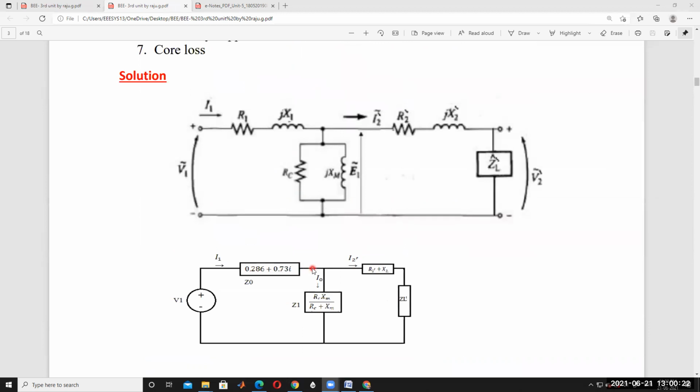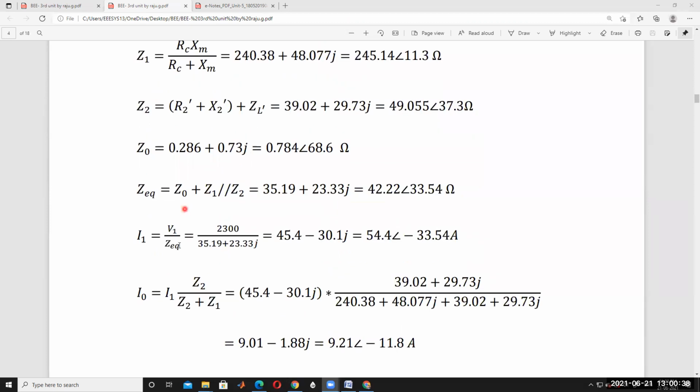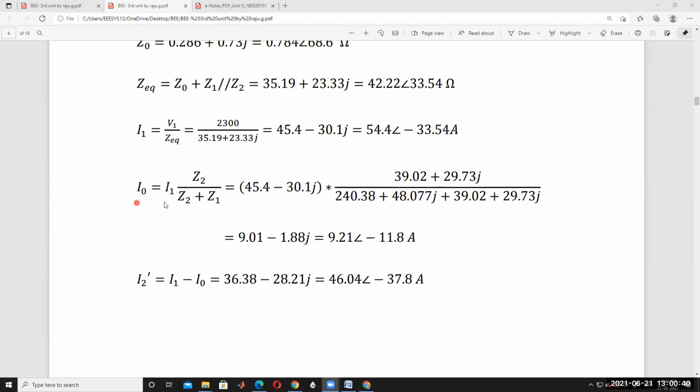So what is the current here? I1. Here also I1. The current I1 is divided into I2 dash and I0. That's why I0, the no load current, is equal to the total current I1 into the opposite resistor by the sum of the resistances. So we'll get this. Then substitute the current here and calculate using a calculator, and you will get the answer 9.21 at an angle of minus 11.8.